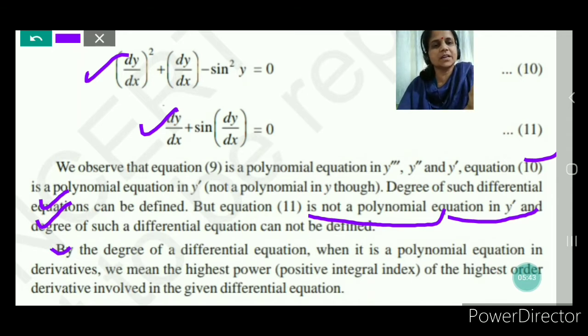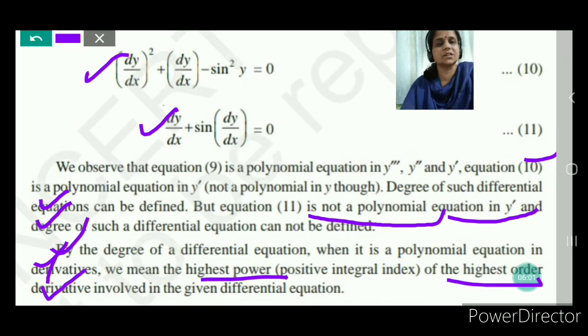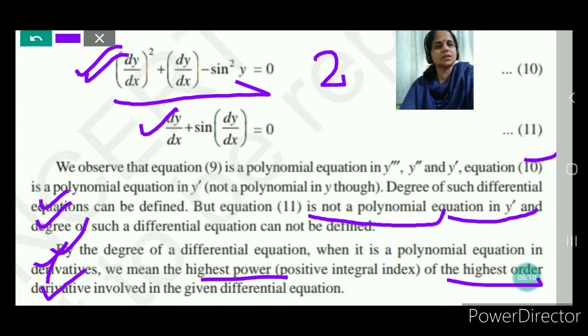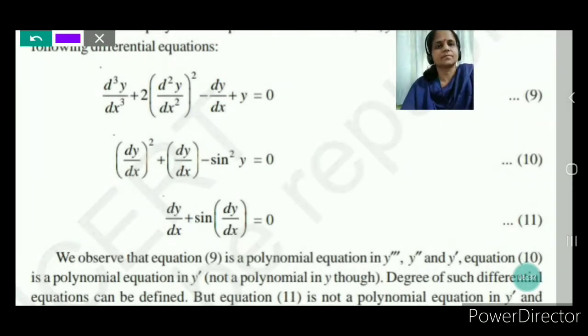So by degree of a differential equation, when it is a polynomial equation in derivatives, we mean the highest power of the highest order derivative involved in the given differential equation. So students, the degree of this equation is 2, since here the highest order derivative is dy upon dx and the highest power of this is 2. The order of this equation is 2 and this one is not a polynomial, so here we cannot find the degree in this equation.